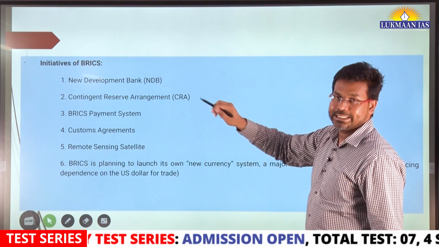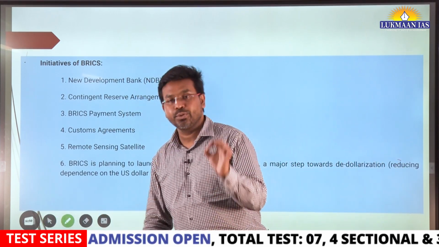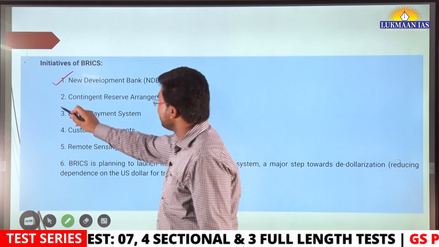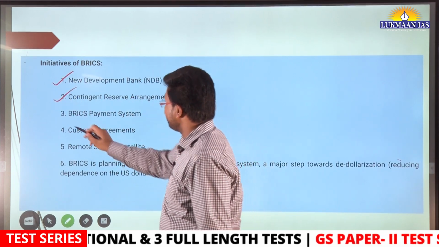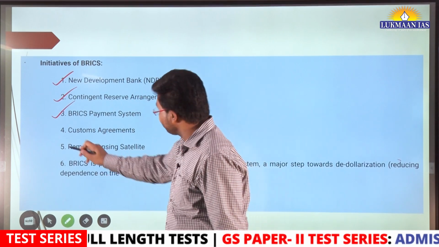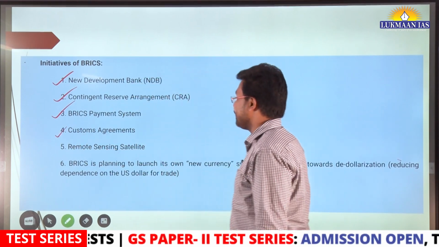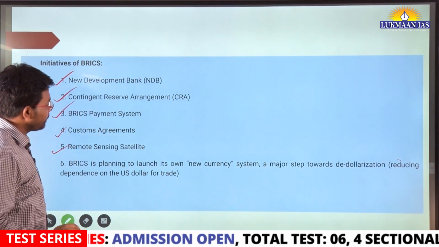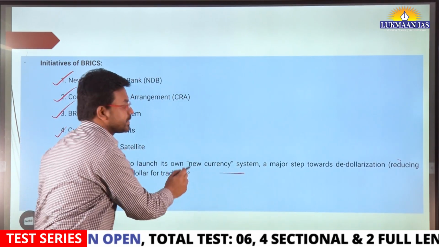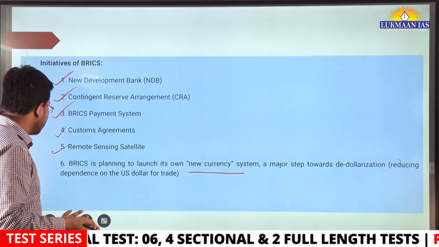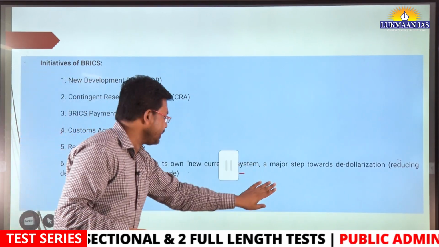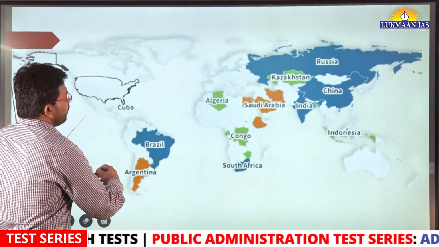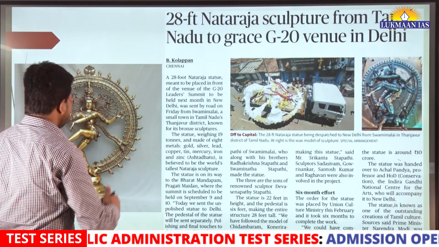And so these are the initiatives for BRICS. It is also important that you understand these initiatives. One initiative is the New Development Bank. Other is the Contingent Reserve Arrangement. Then we have the BRICS Payment System. We have Customs Agreements. And we have a Remote Sensing Satellite of BRICS also. Then BRICS is planning to launch its own currency system. So these are some of the initiatives of the BRICS countries. You can go through this map in free time.